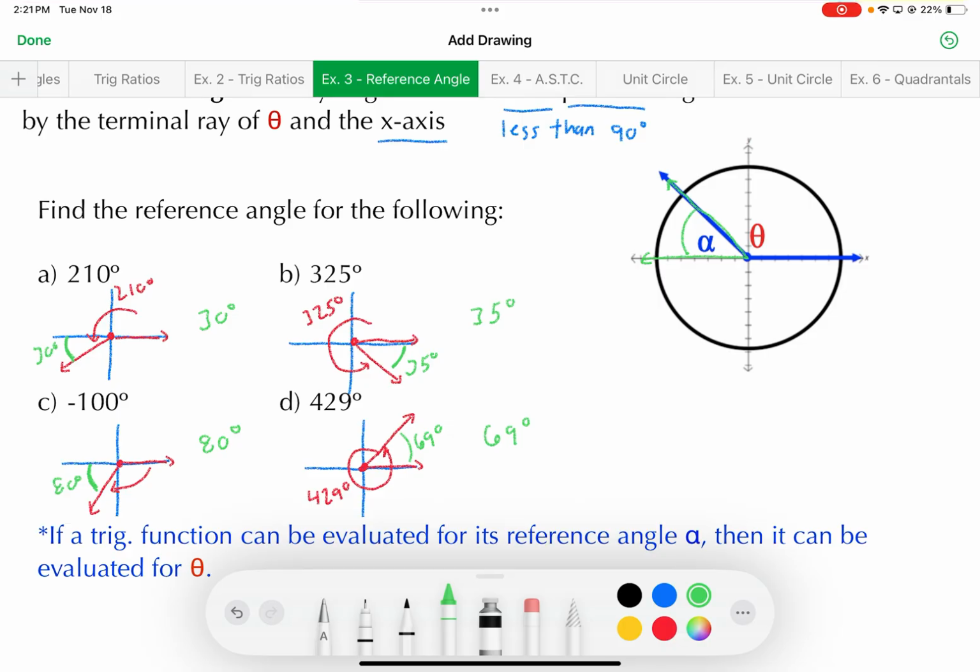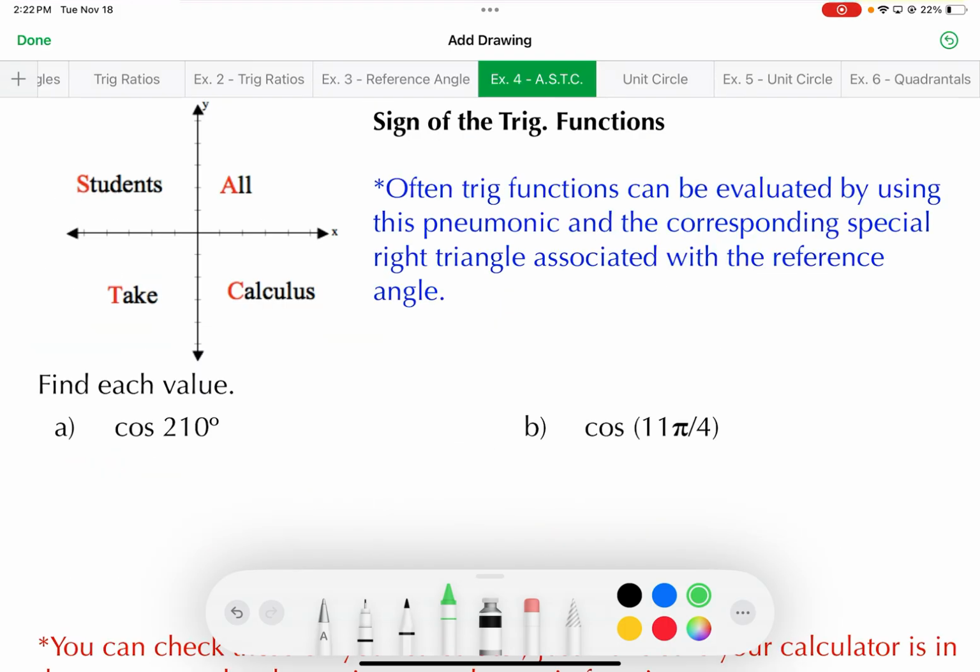Good with reference angles? Okay, now again, I make a big deal about reference angles because when I go to evaluate a trig function, if I can find the reference angle associated with whatever angle I'm working with, I can evaluate using that rather than the original angle itself.